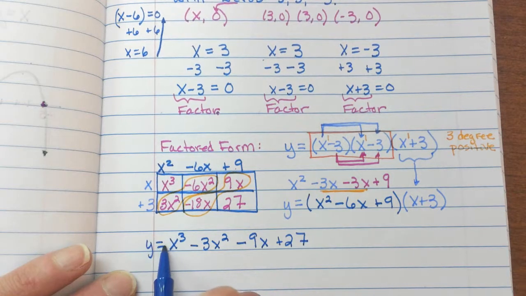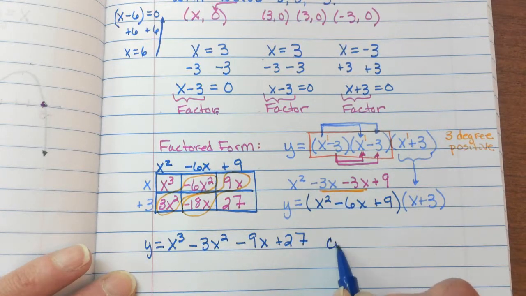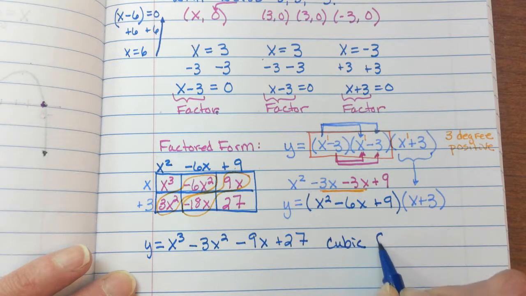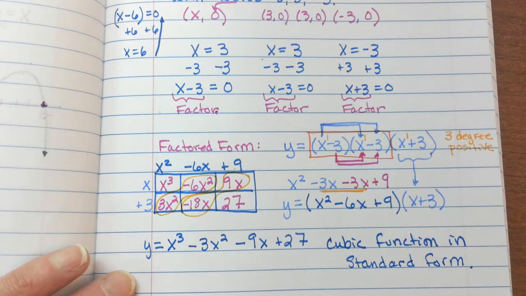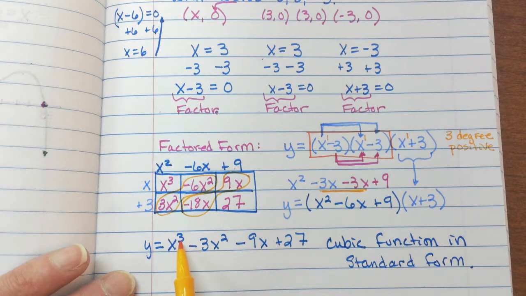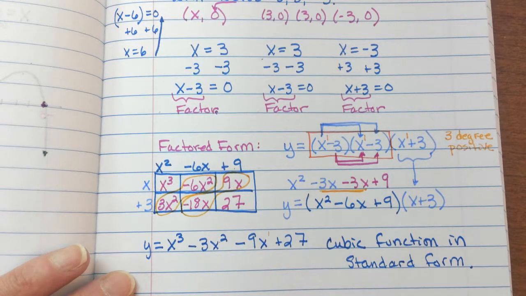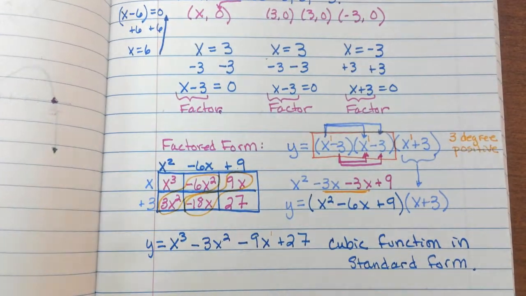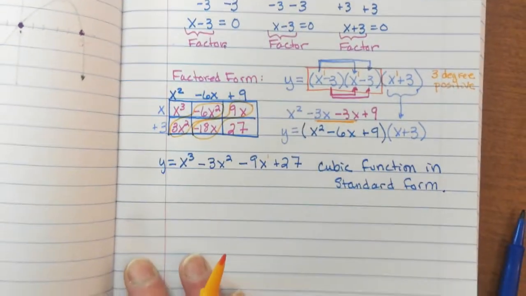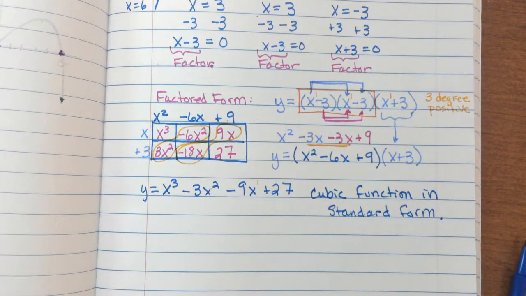So this is y equals, and this here is a cubic function in standard form. So how do I know it's standard form? This is a bit of a review. Let's look at my exponents. They descend 3, 2, 1, and 0. So they're going down, they're in standard form. So let's go ahead and sketch this function. Notice I don't even need to use a calculator just to sketch the function.